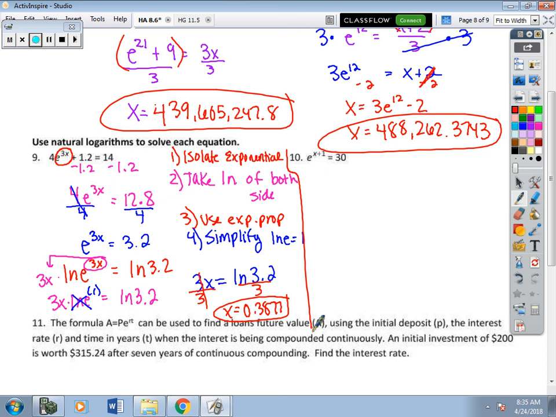Okay, the last one in this section, we do have a binomial exponent, which means you're going to want to group that. Put it in parentheses so that you don't mess up when you move stuff around. Now this one, we don't have to isolate the exponential. It is isolated. So we can go straight to step 2. We're going to take the natural log of both sides.